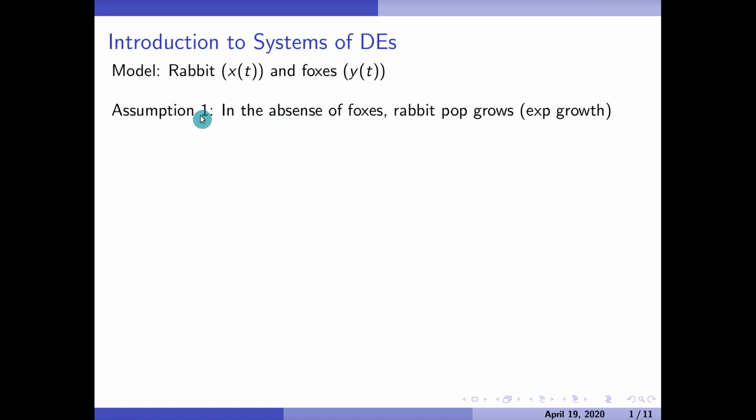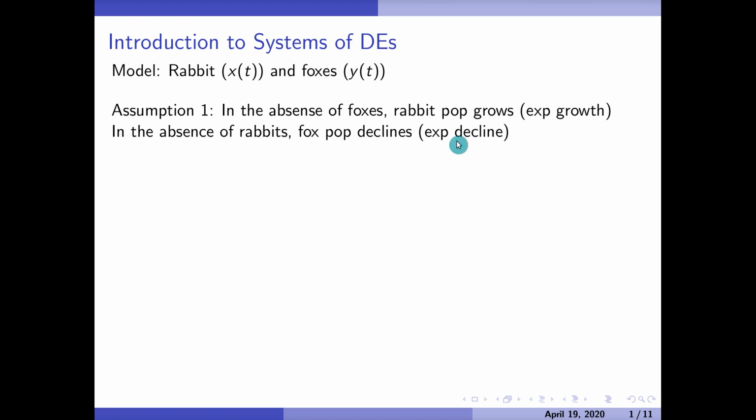We'll have to make some model assumptions first. In the absence of foxes, we'll assume that the rabbit population grows exponentially. And in the absence of rabbits, we'll assume that the fox population declines. That's assuming that the foxes only eat rabbits, right? They're not getting other food sources. So we're thinking of that as having an exponential decline.